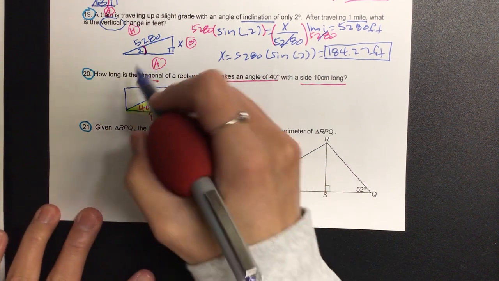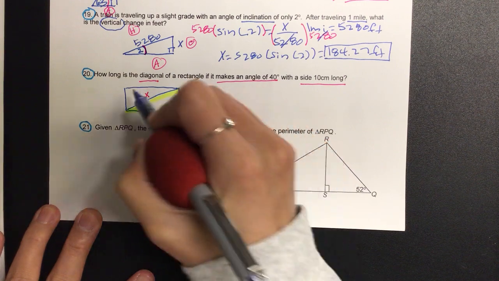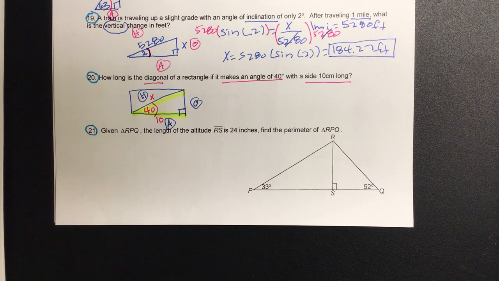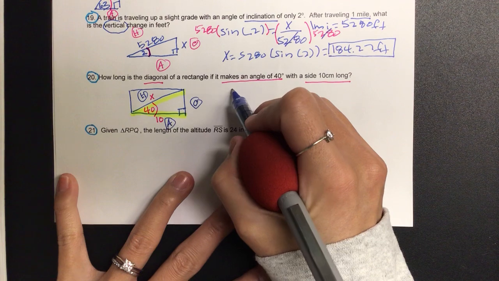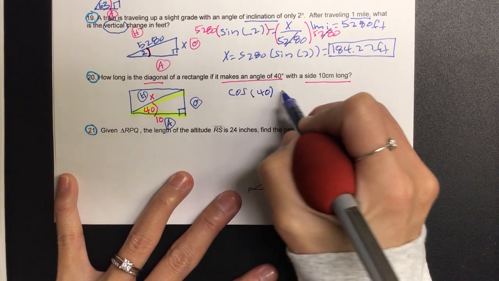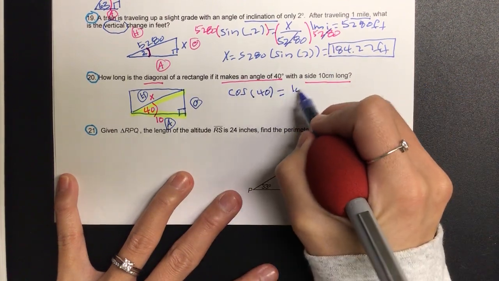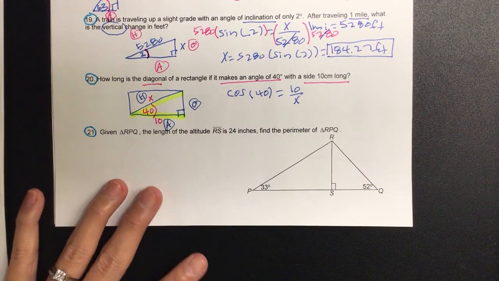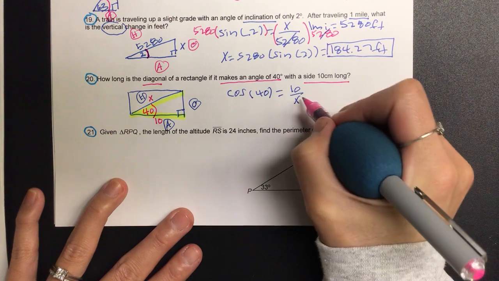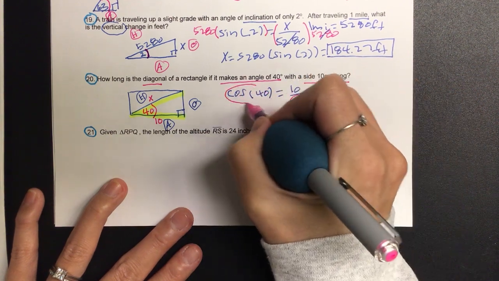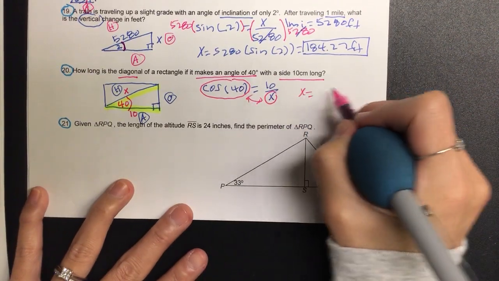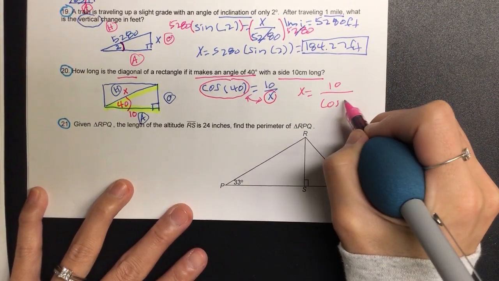In respect to 40, we know this is our opposite. That's my hypotenuse, and that's my adjacent. So we need the hypotenuse and we need the adjacent. Is it sine, cosine, or tangent? Cosine. So cosine of the angle 40 is equal to my adjacent 10 over x. Can I use that trick because my denominator has the whole variable? What was the trick? Take all that and swap. So we have x equals 10 over cosine of 40.